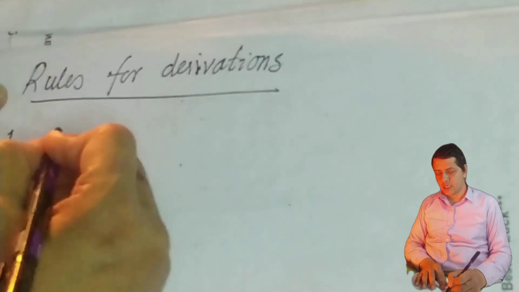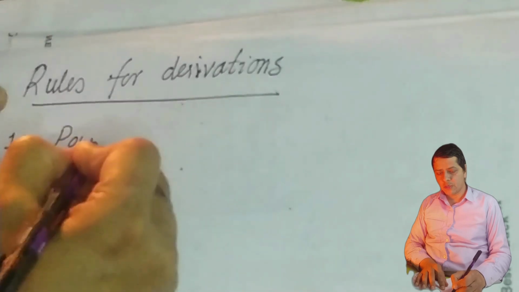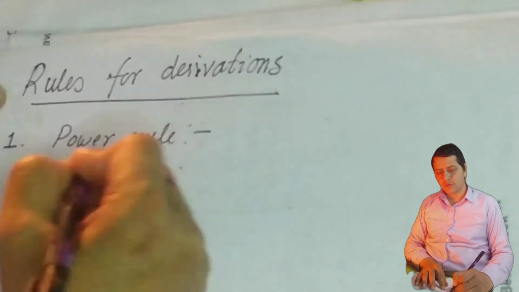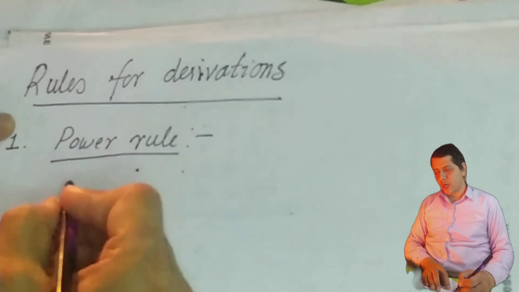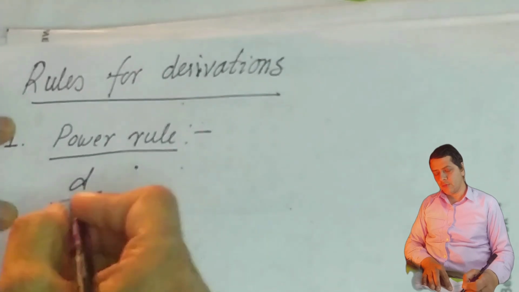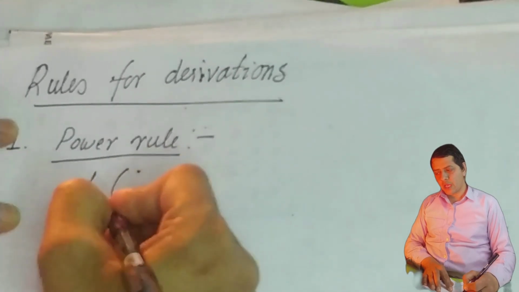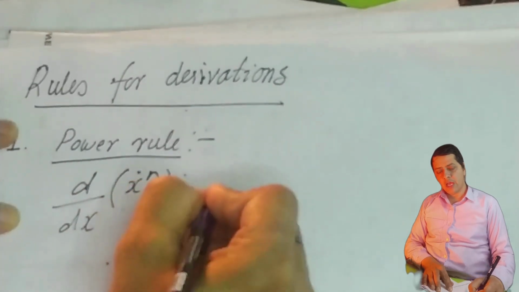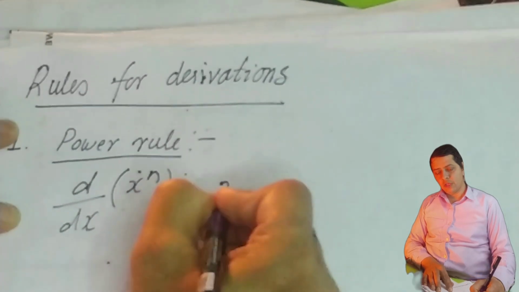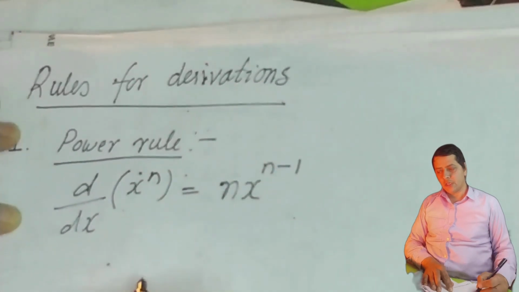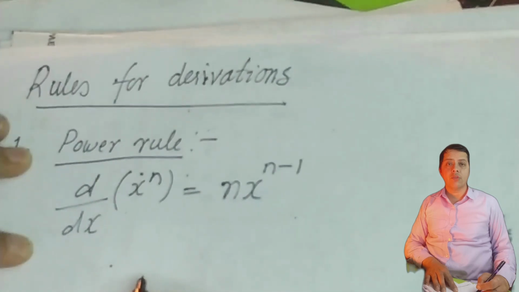First one is power rule. Okay, the first one is power rule. So power rule here we say d by dx, where we have the function x to the power of n, then we have n x to the power of n minus 1. So this is what is called power rule, my friends.